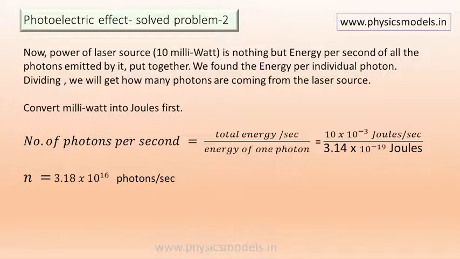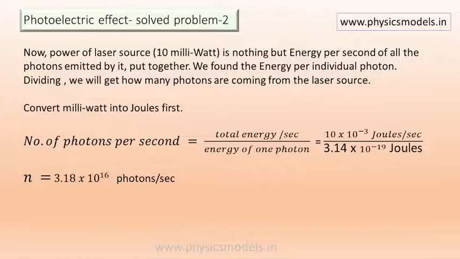Now let's look at the power given in the problem. 10 milliwatts is nothing but 10 millijoules per second. This power is energy per unit time. So 10 milliwatts would be 10 divided by 1000, that's 10 into 10 to the power minus 3 joules per second.